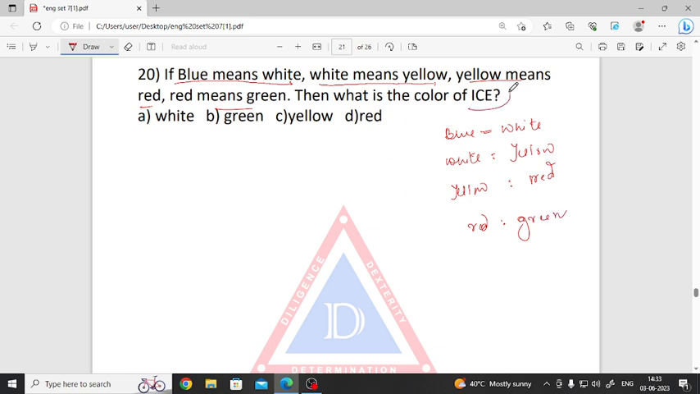So what is the color of ice? What is the color of ice? We know it is white, and white means yellow. So option is C. Okay? Let's move on to the next one.